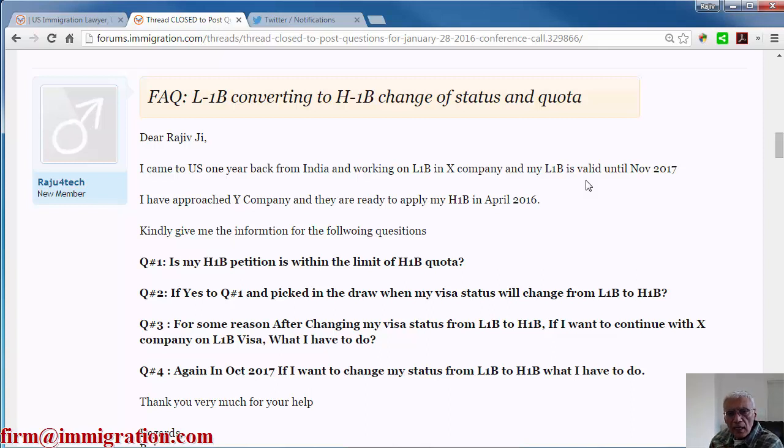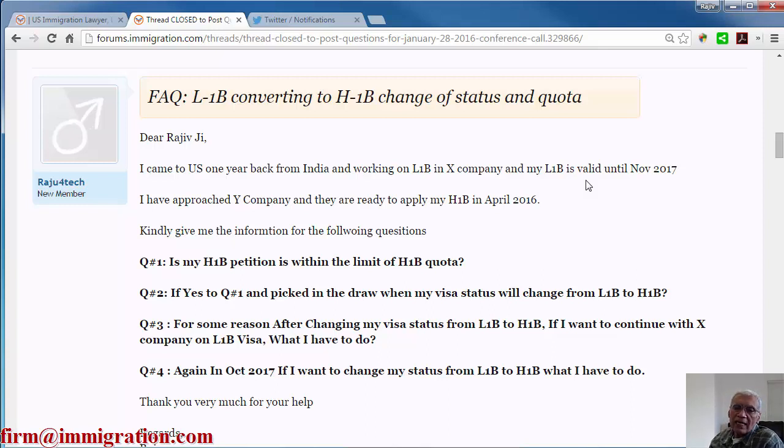Question number 3. After changing my visa from L1 to H1, if I want to continue with X company on L1B visa, what do I have to do? Well, you have two choices. One is to go outside USA, and if your L1B visa stamp is still valid, just return to USA using your L1B. You could go to Canada or Mexico if you like. If you show the L1B visa at the airport, you are converted back to L1.